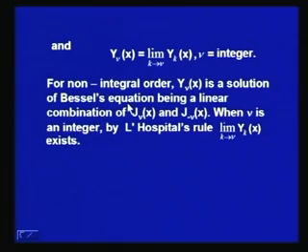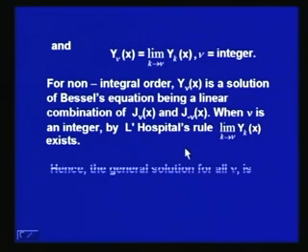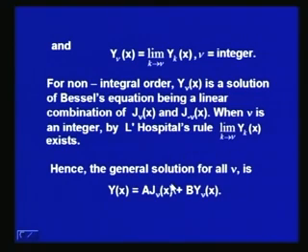Now, for non-integral order, Y_nu(x) is the solution of Bessel's equation, being a linear combination of J_nu(x) and J_minus nu(x). When nu is an integer, we find that by L'Hospital's rule the limit of Y_k(x) as k goes to nu exists, and therefore the general solution for all nu of the Bessel's equation is given by y equal to a into J_nu(x) plus b into Y_nu(x).